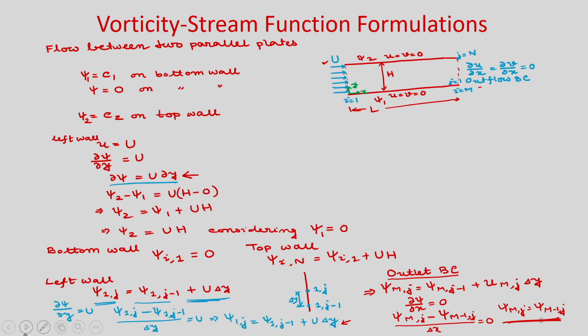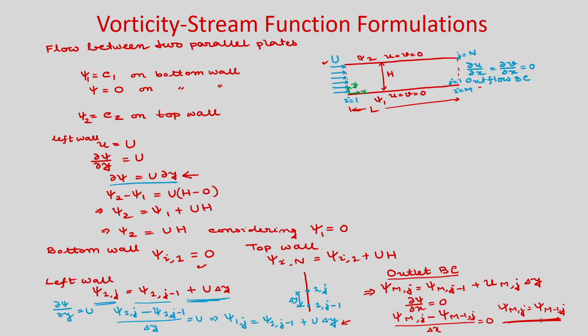So, we have found all the stream function boundary conditions in all 4 boundaries. On the bottom wall we have considered some constant value of psi, that is 0. On the top wall you can calculate from the given inlet boundary condition and the distance between 2 parallel plates. The left wall you can find from this relation, and at the outlet it is easier to use this one: psi m j is equal to psi m minus 1 j.